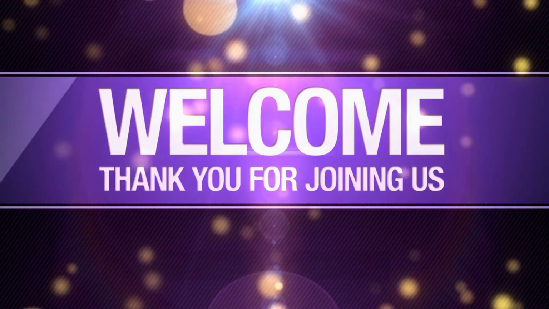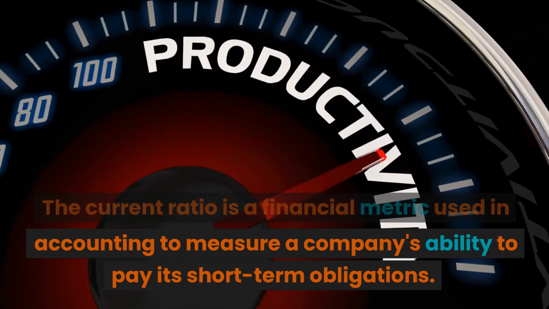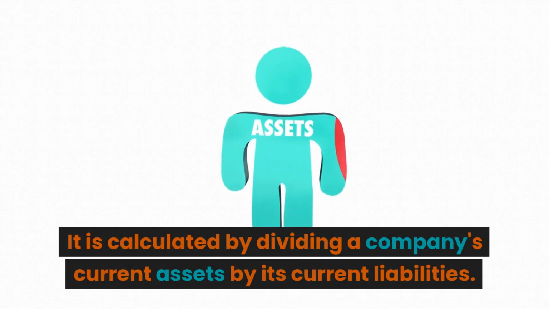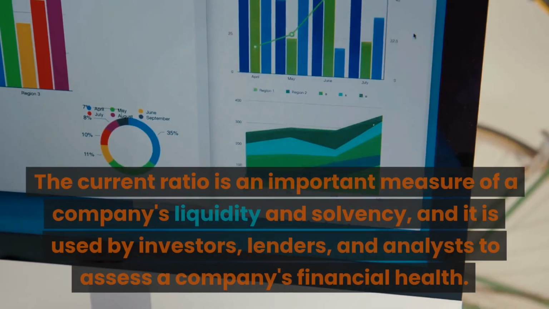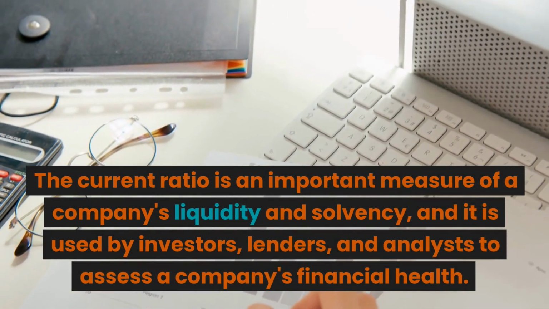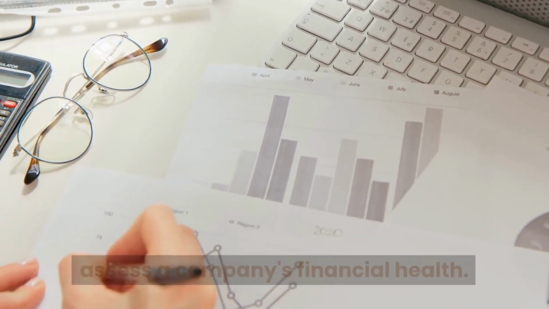The current ratio is a financial metric used in accounting to measure a company's ability to pay its short-term obligations. It is calculated by dividing a company's current assets by its current liabilities. The current ratio is an important measure of a company's liquidity and solvency, and it is used by investors, lenders, and analysts to assess a company's financial health.